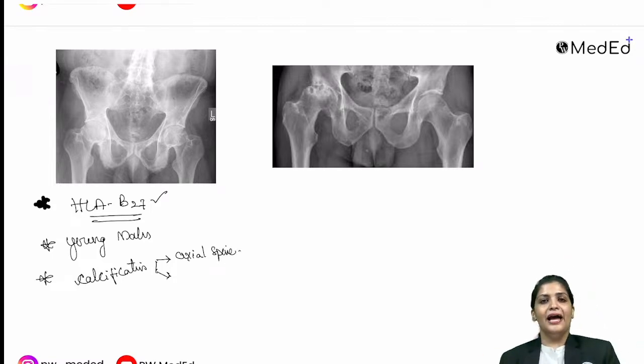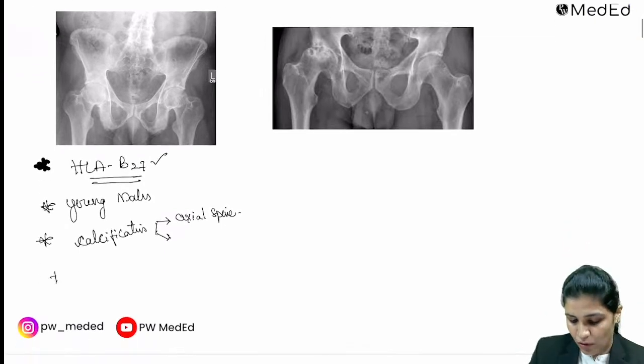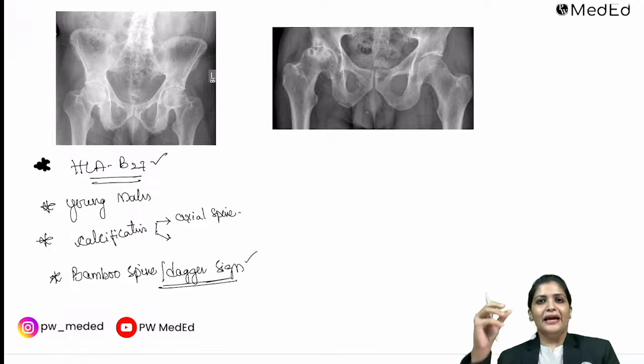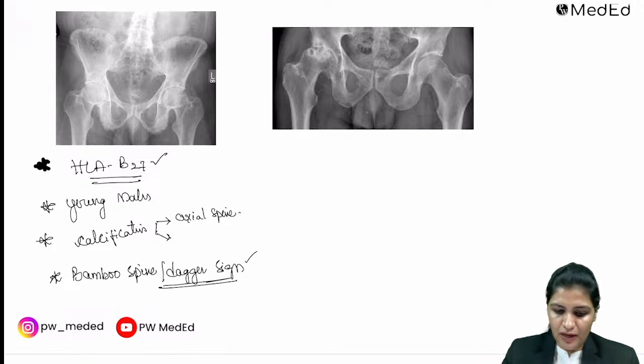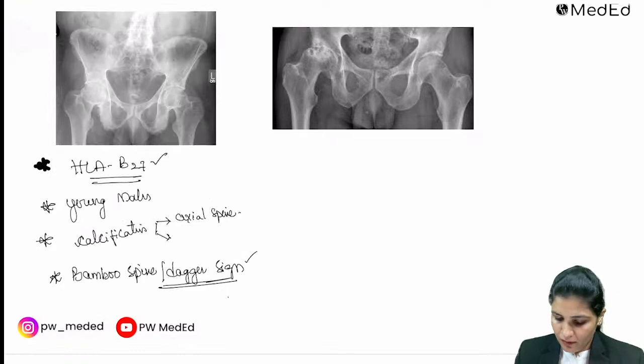It is mainly seen in your axial spine, and here if you remember, you can see what is called the bamboo spine and the dagger sign, where there is ossification of your ligaments. The spine ligaments will get ossified. That is about ankylosing spondylitis.